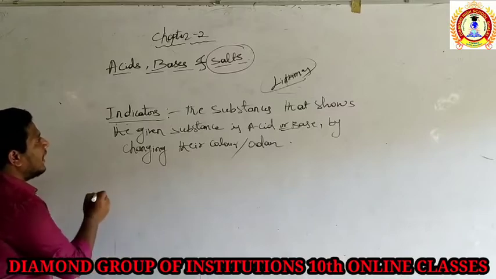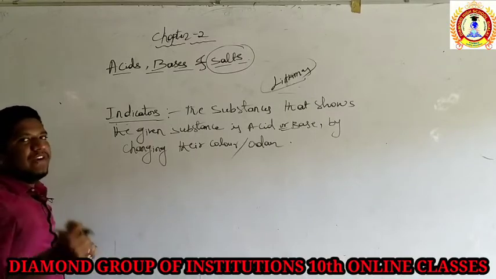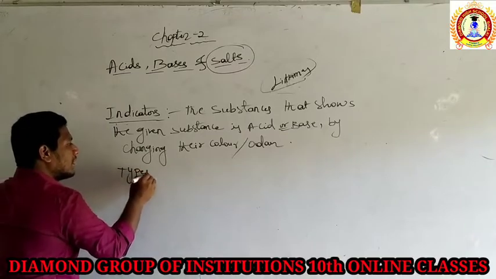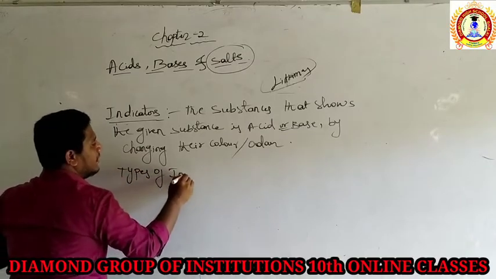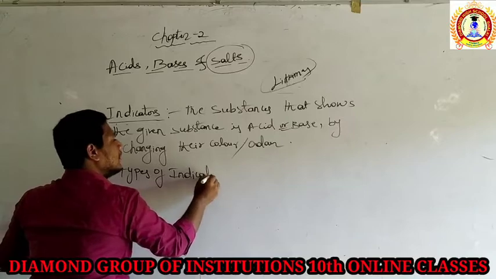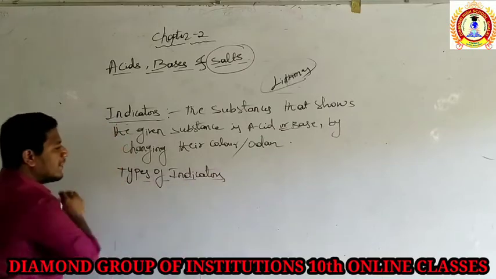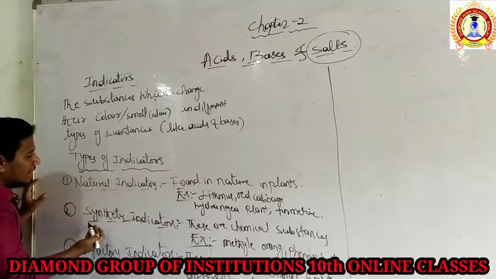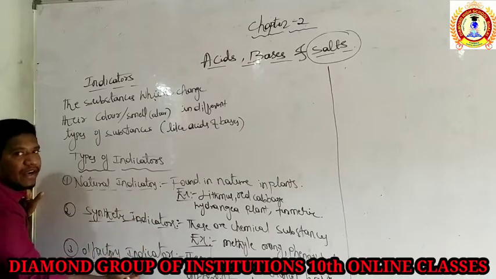So in the indicator also, there are types of indicators. There are three types of indicators, known as natural indicators, synthetic indicators and olfactory indicators.